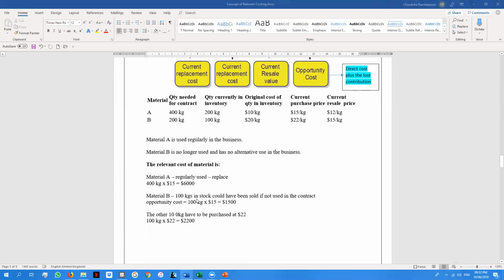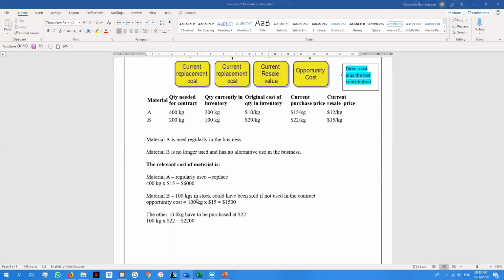B, we need 200, but 100 is in stock. Now this is a bit of a strange scenario really. Remember B is not used in any other way. The only proceeds that the company can earn right now from B is if it's sold as scrap at $15 a kilogram. Thing is though, the job needs 200. The question is, where is the other 100 going to come from? Well, the only logical place is to buy it.